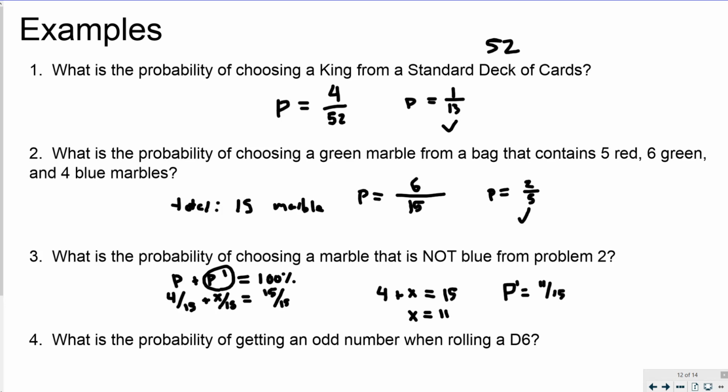And then, what is the probability of getting an odd number when rolling a d6? Let's consider the possible outcomes for a d6. I can get a 1, a 2, a 3, a 4, a 5, and a 6, for a total of 6 outcomes. The outcomes I care about are a 1, a 3, and a 5. Meaning 3 out of the 6 outcomes, which reduces to a probability of 1/2.